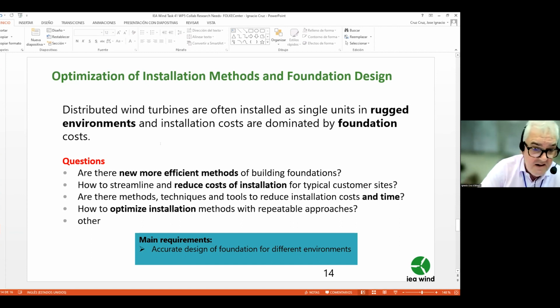Standardization is really important in these topics, in order to have several solutions for different types of soils and to reduce the cost of the installation and the foundation. Some developments have already been done, but I think that the standardization is still pending.